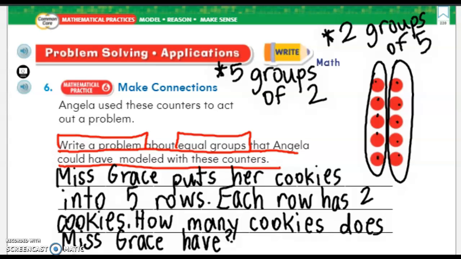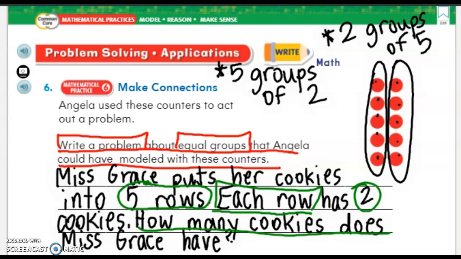It says Miss Grace puts her cookies into 5 rows. Each row has 2 cookies, but each row is important because then we know it's equal each one. How many cookies does Miss Grace have?